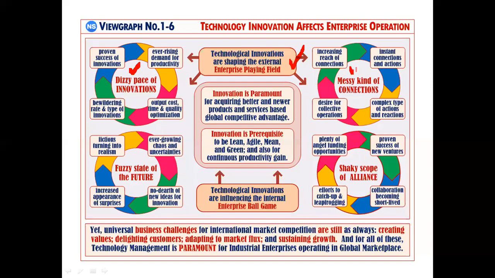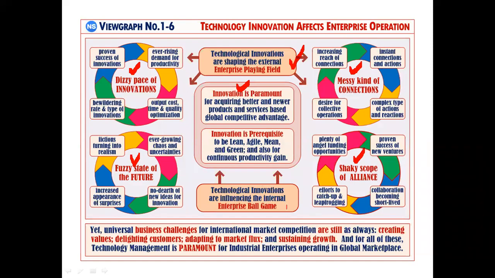Messy kind of connectivity, because everything is getting linked with everything else. Fuzzy state of the future. As I said, it's even unpredictable. We do not know what things are coming in the future. And of course, one which we're going to talk a little bit more about as we move on, shaky scope of alliance. The merger and alliance of enterprises is now happening at a hectic pace. Now that is about the enterprise playing field. So we hear innovation is paramount for acquiring better and newer products and services-based global competitive advantage.